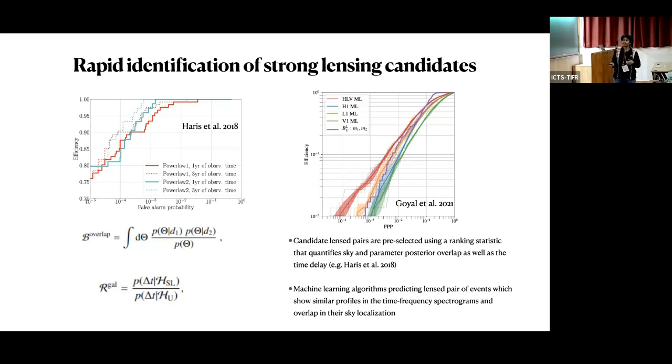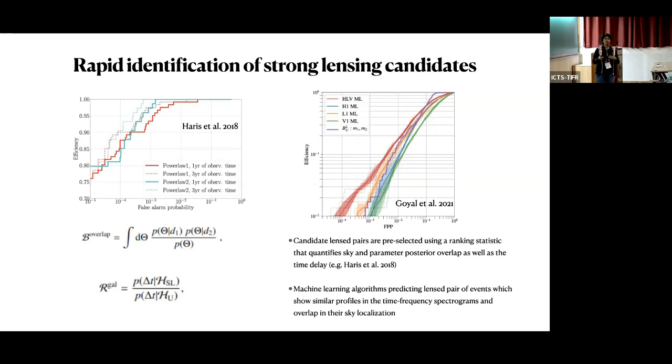But the main idea is that because of strong lensing, what we expect is that there will be a single binary black hole source, which will be lensed by a foreground galaxy. Then you will have events that are separated in time, but the masses of these events should be the same, and they should be coming from the same direction. So intrinsic parameters should be similar.